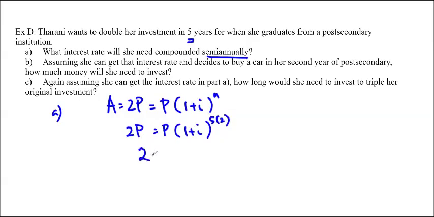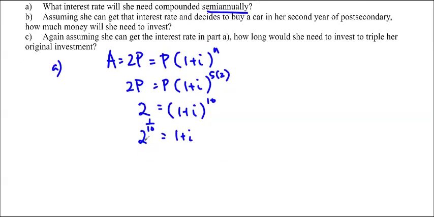So we're going to get 2 equals 1 plus I to the 10, because we could just divide out the p's. And in order to get rid of this exponent of 10, we're going to 10th root both sides. So this will be 2 to the 1 over 10 is equal to 1 plus I. You type it into your calculator, and you get a pretty small number, 0.072, so 1.072 is equal to 1 plus I. Subtract off the 1s, 0.072 is equal to I.